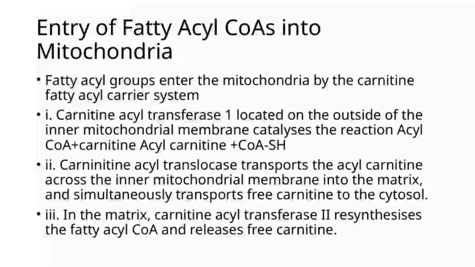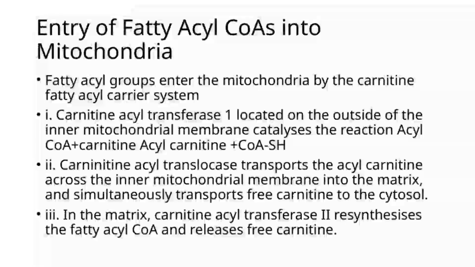Next, the acyl-carnitine is transported across the inner mitochondrial membrane by a transporter called carnitine acyl translocase. Interestingly, as acyl-carnitine moves into the mitochondrial matrix, free carnitine is transported back out into the cytosol, maintaining a balance. Finally, once inside the matrix, another enzyme called carnitine acyl transferase II reconverts acyl-carnitine back into fatty acyl-CoA, ready for beta-oxidation, and releases free carnitine. This entire process effectively shuttles fatty acyl groups into the mitochondria, which is a crucial step in harnessing fatty acids for energy.